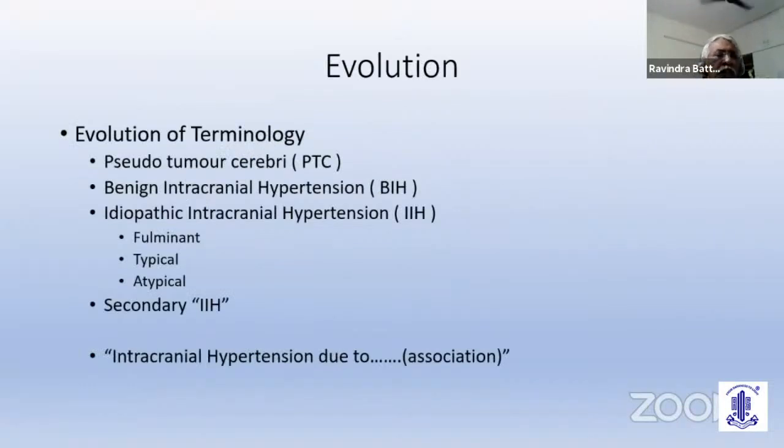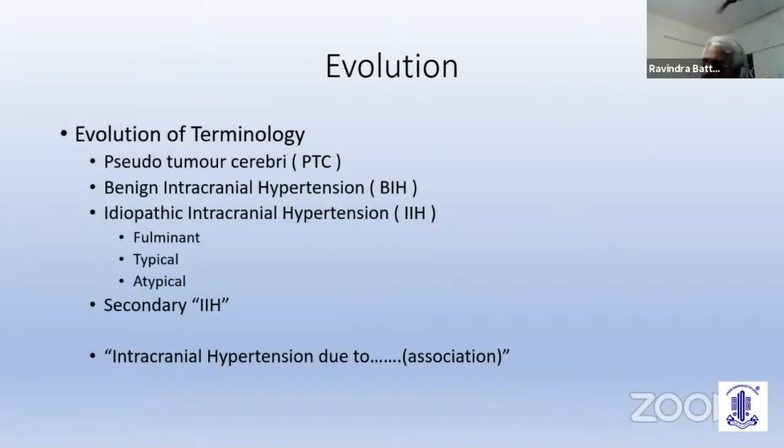Evolution of knowledge of the disease, evolution of terminology. Pseudotumor cerebri gave rise to the word benign intracranial hypertension, because neurologists did not believe that loss of vision was benign. And then this led to the slightly better word, idiopathic intracranial hypertension, divided into its three now accepted modalities.